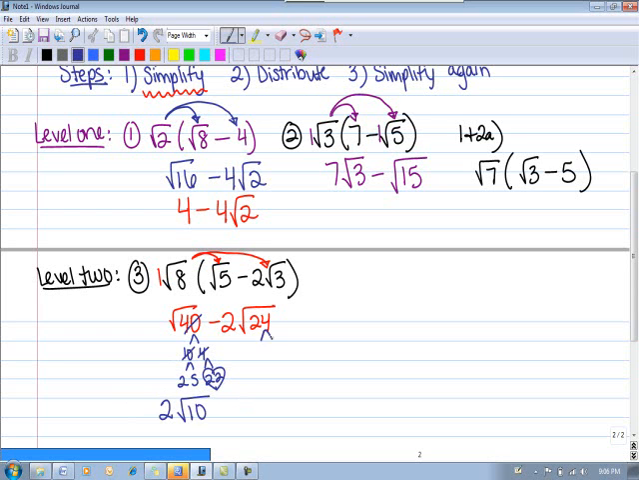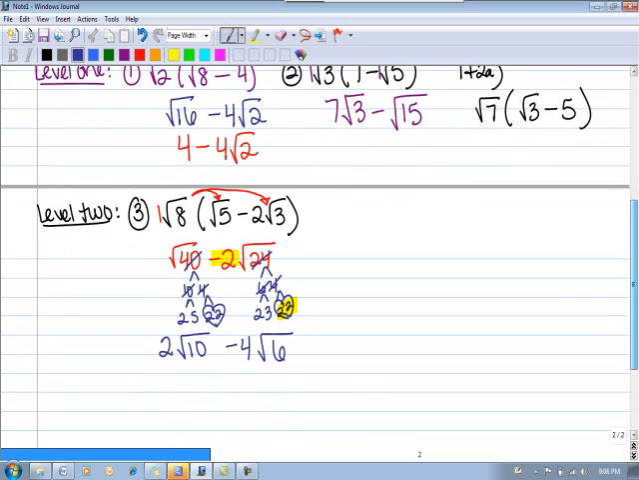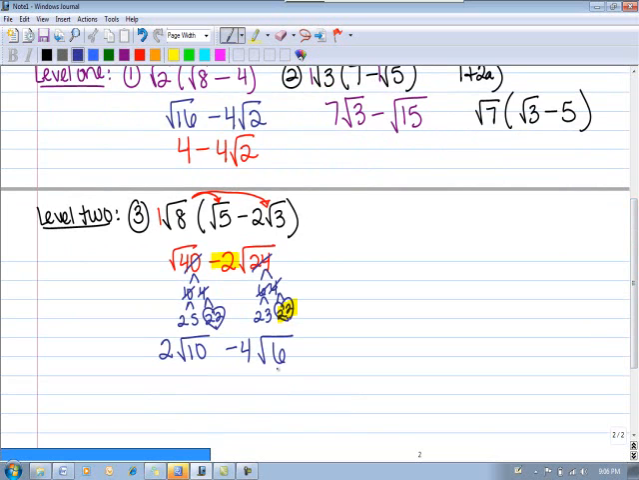And then the 24 breaks down into 6 and 4. 6 breaks down into 2 and 3. 4 breaks down into 2 and 2. I have a pair of 2's. I want to multiply that pair of 2's by what's already outside. So I'm going to take 2 times negative 2, that's negative 4. Left at home is 2 times 3, which is 6. So I have 2 radical 10 minus 4 radical 6. 10 and 6 are not like radicals, they can't combine, so that problem's finished.